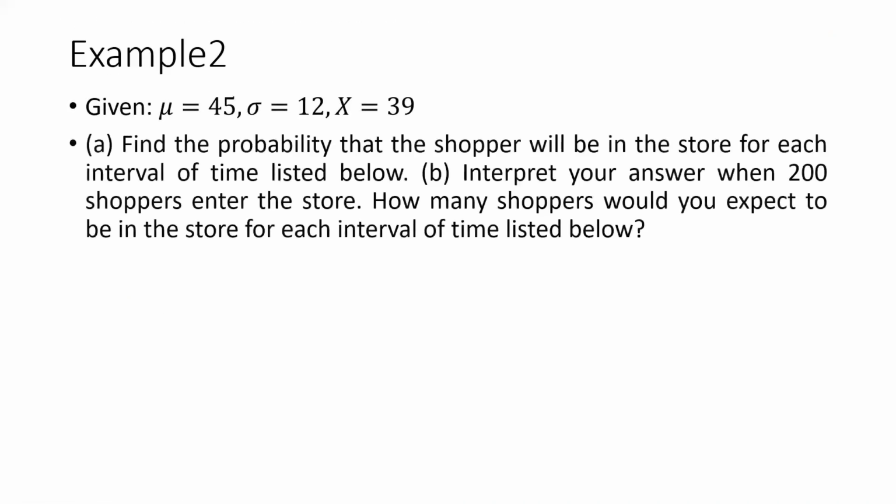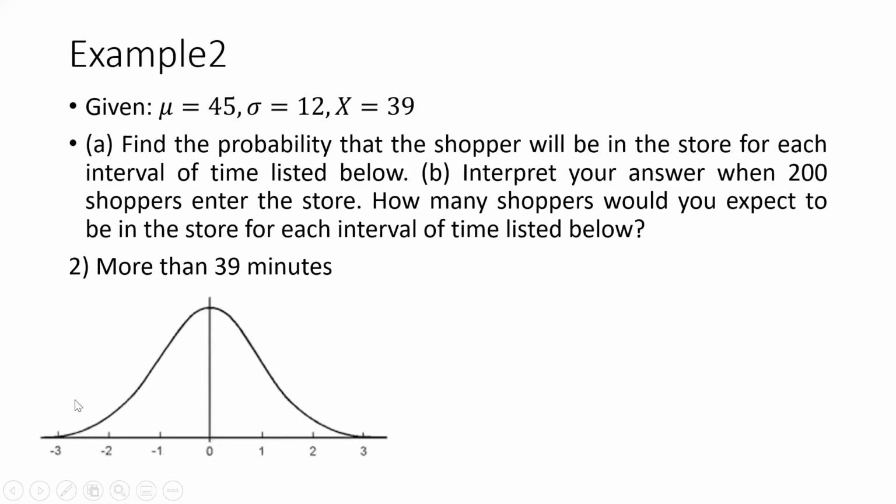So let's have number 2. That is more than 39 minutes. We're going to find the probability and the number of shoppers that you would expect to be in the store for more than 39 minutes. Again, same process. We need to identify the z-score of 39. Again, the mean is 45 and the standard deviation is 12.